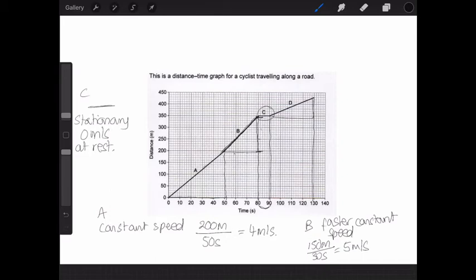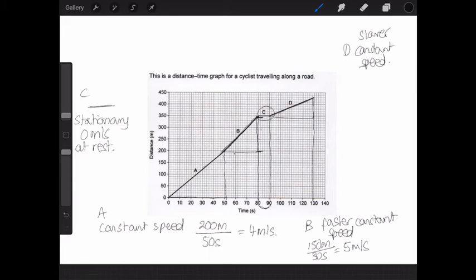So in section D of their journey, we can see that they've got a constant speed, because we've got a straight line again in section D. It's a constant speed again. But this gradient is really quite shallow. So this shallow gradient here, much shallower than A or B, means that that constant speed is a slower constant speed than it has been before. I'm expecting something less than the 4 metres per second.